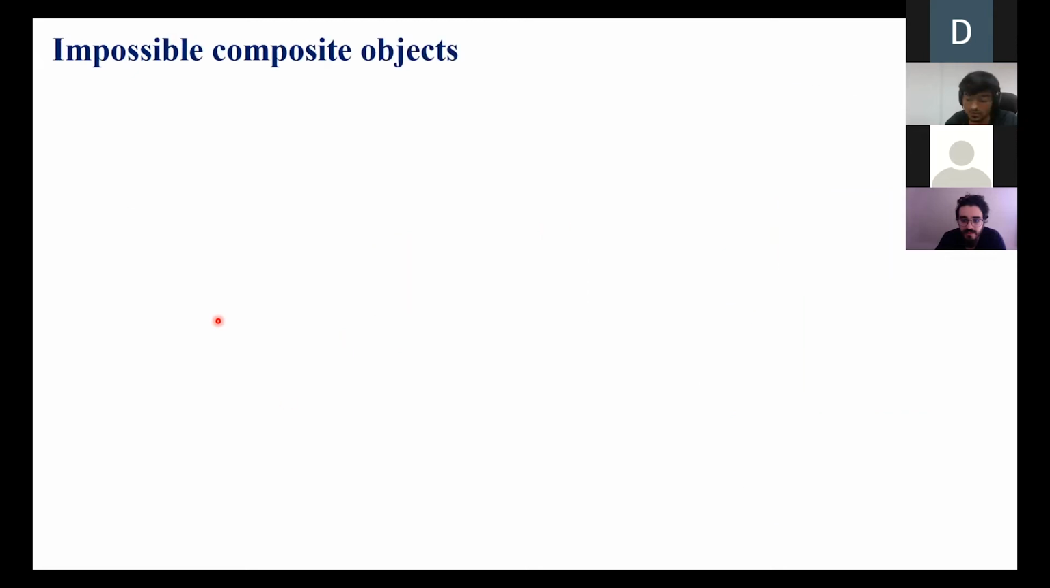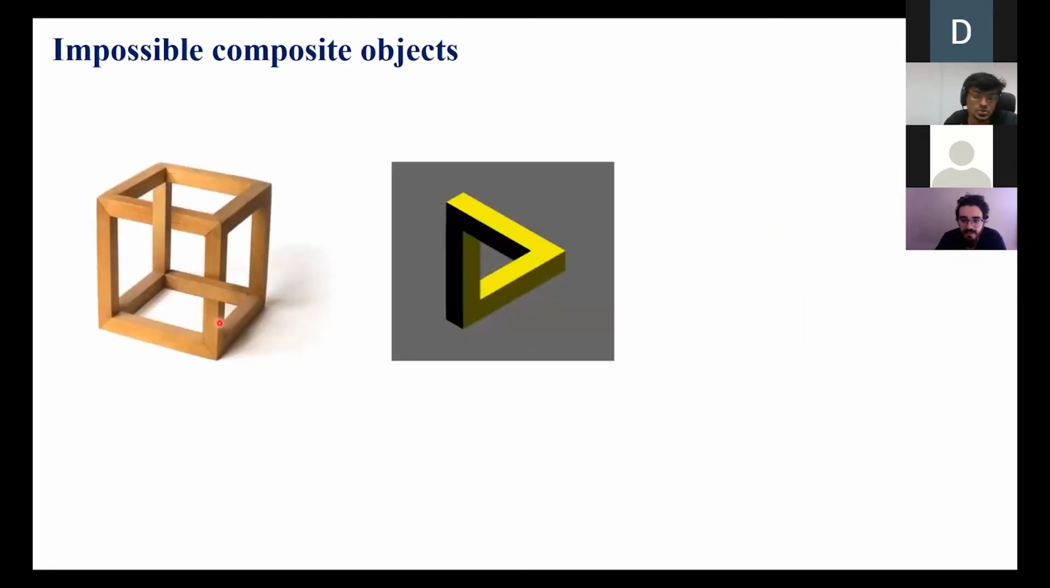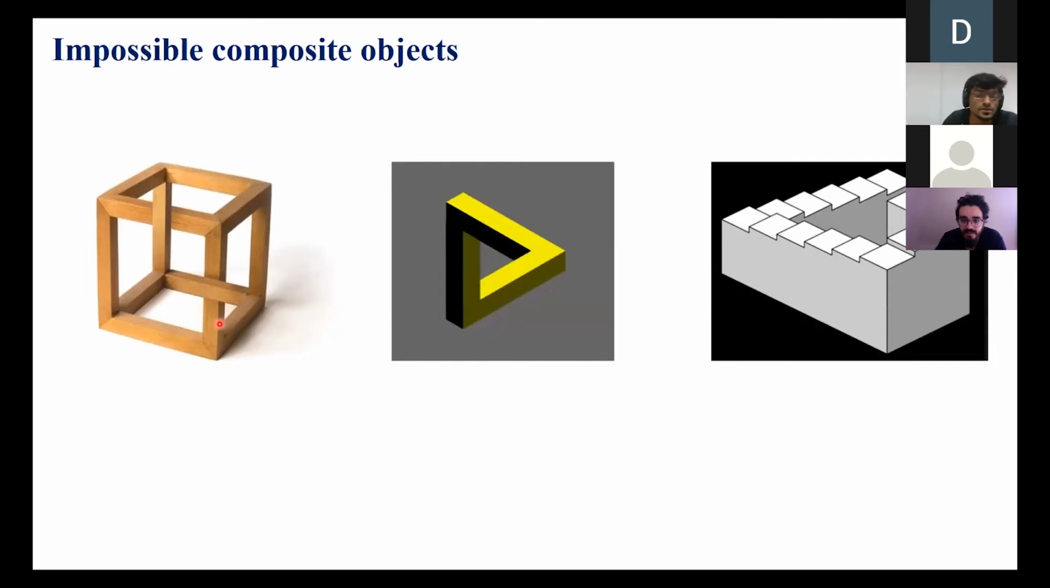For example, if you have a look at these ones, even a 4 or 5 year old kid might say there's something wrong with these pictures, and these are actually not possible in reality. So this work tries to address this question from the context of quantum mechanics. What kinds of compositions are allowed?